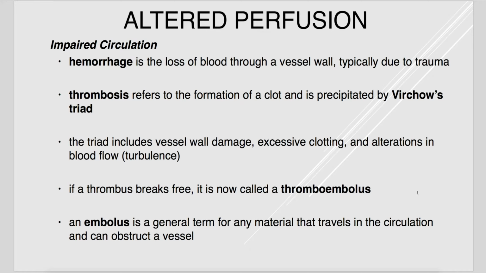Now, if the thrombus breaks free, it's called a thromboembolus. Sometimes it's just called an embolus, but an embolus is a general term for anything that is traveling in the blood and can cause an obstruction. So an embolus could be a clot, a moving clot. It could be fat. It could be amniotic fluid. It could be a number of things. Air. All of those are considered emboli.